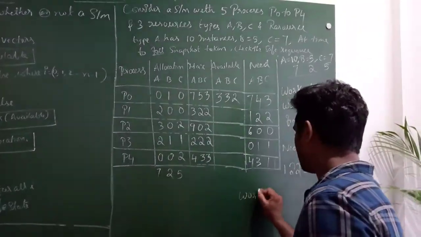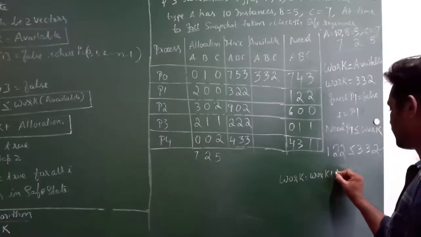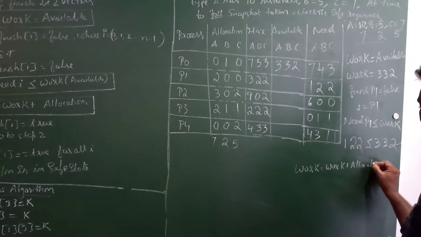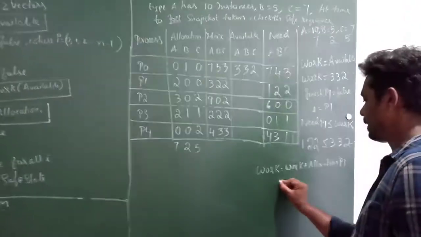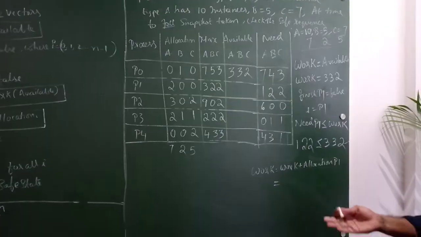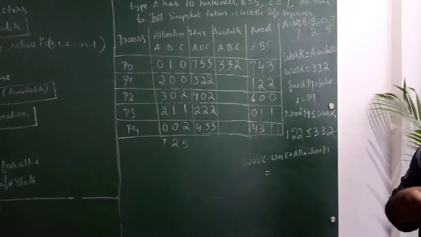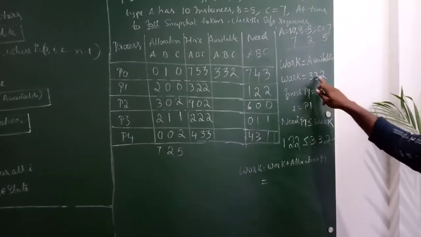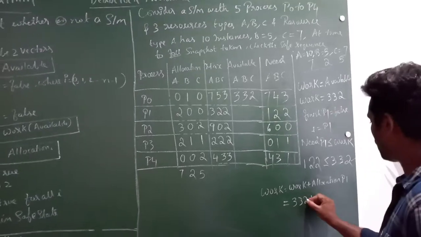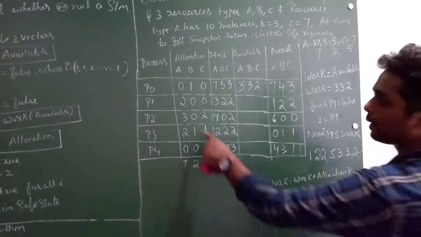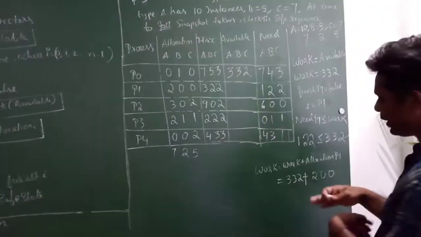Then what happens is work is equal to work plus allocation of which one? Allocation of P1. Means once it executed, what does it do? It releases the resources. Means whatever it has currently been allocated, it is going to release. What is your work? What is your available? 332 plus allocation of P1. How much is it? 200. Once it is executed, it releases.